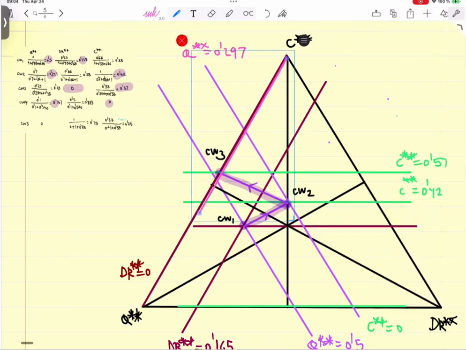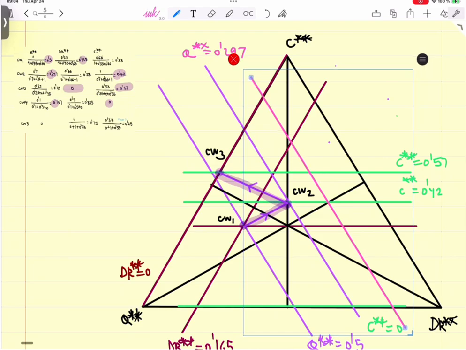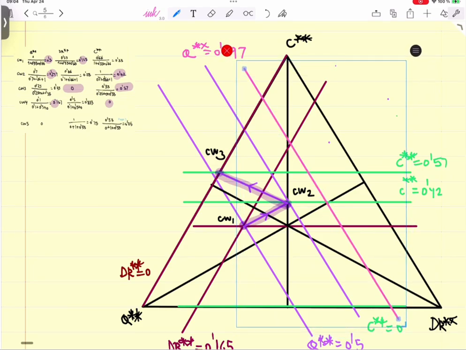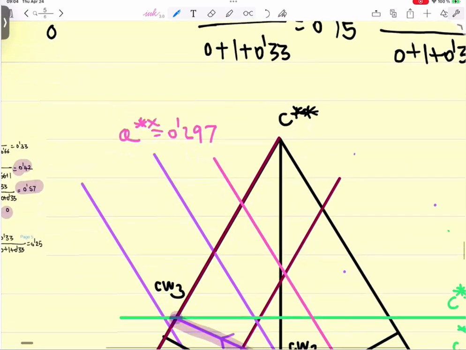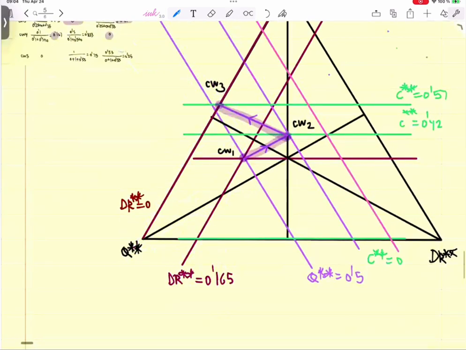0.167. This is going to be somewhere around here. 0.167. So this is going to be Q star star 0.167. Cutting with the edge cost 0, this is going to be the calendar week 4.